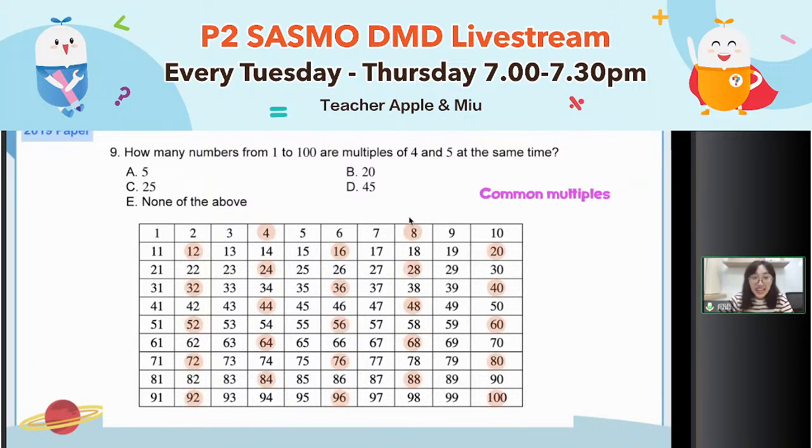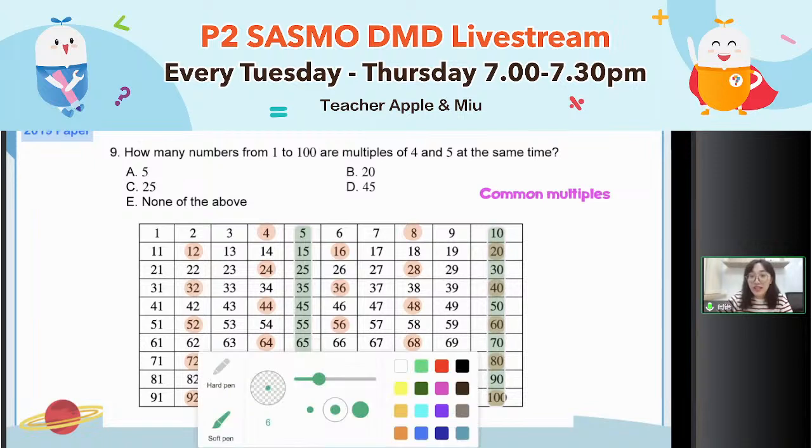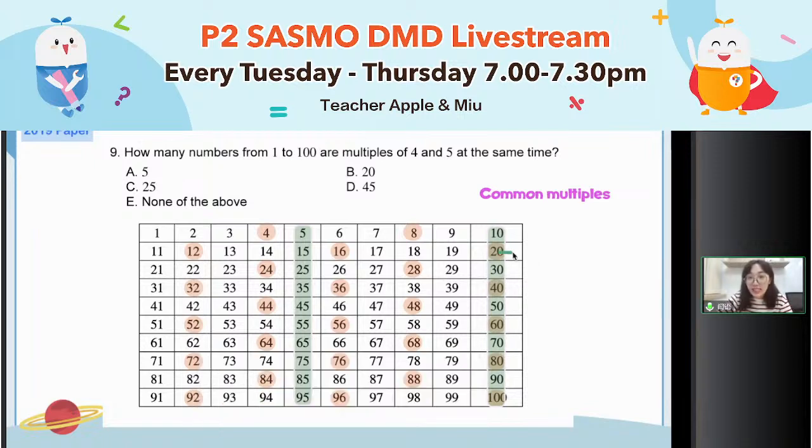Look, we have 4, 8, 12, 16, 20, move on, 24, 28, 32, 36, 40, and move on, 44, 48, 52, 56, 60, right? Okay, until 100. And also you can figure out multiples of 5. That is 5, 10, 15, 20, 25, 30, 35, 40, right? So after that, you see, we only need to count how many numbers are repeated. So now you see the first one should be 20, and then 40, and then 60, and then 80, and the last one, 100. So now you see, in total, how many multiples are there?